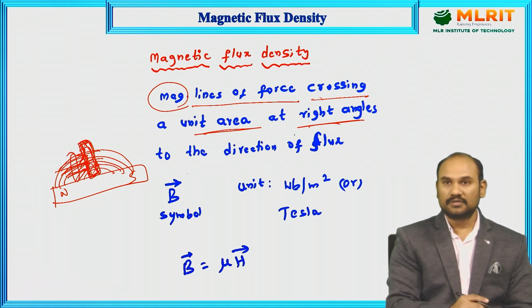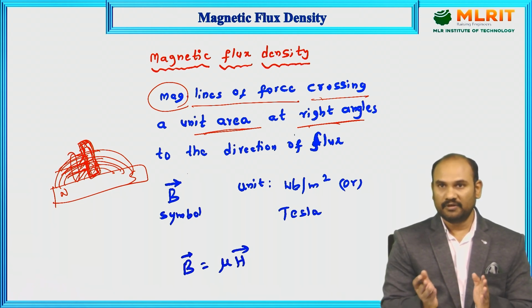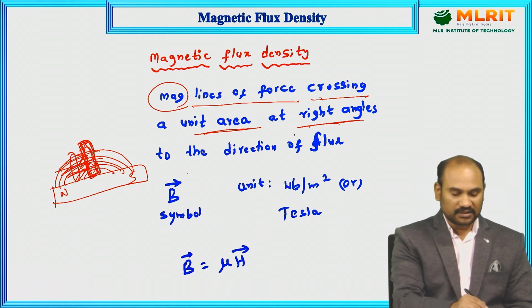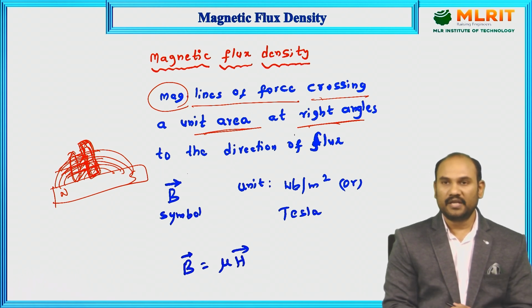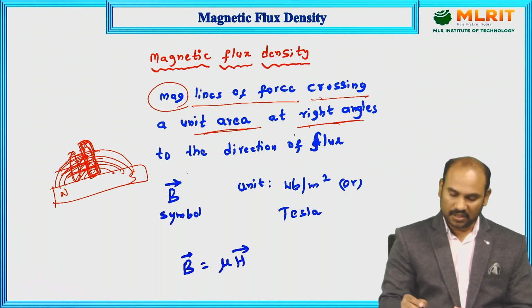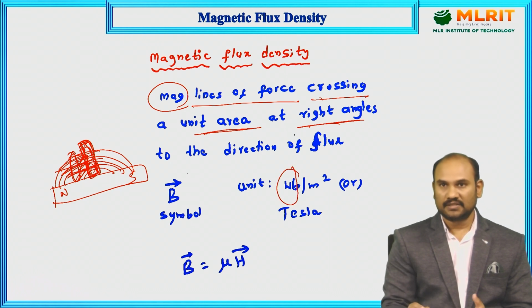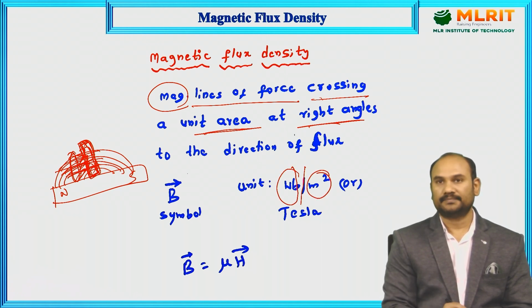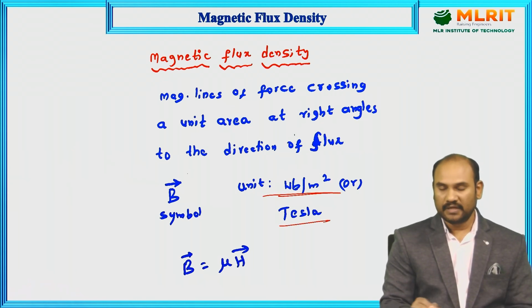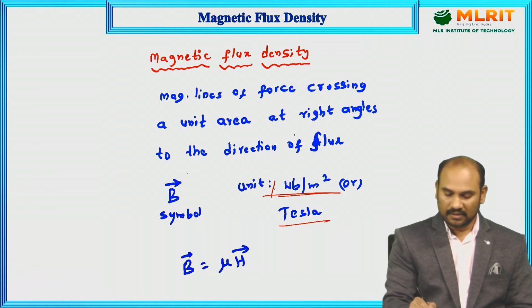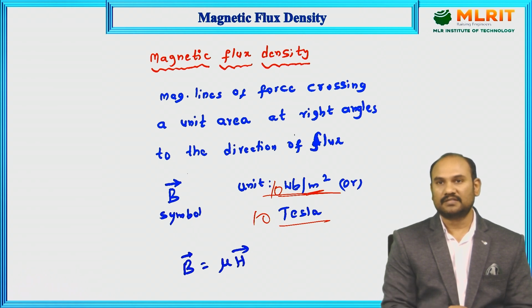A bunch of lines of force will tell you magnetic flux, which is measured in Weber, and flux crossing a unit surface area, of course normally at right angles, is per unit area. Per unit area means per square meter. So we have flux in Webers per unit area in square meters. Of course, the most practical unit is Tesla. That means Weber per meter square is also written as Tesla. If the magnetic flux density is 10 Weber per square meter, then we say it is 10 Tesla, the unit of magnetic flux density.